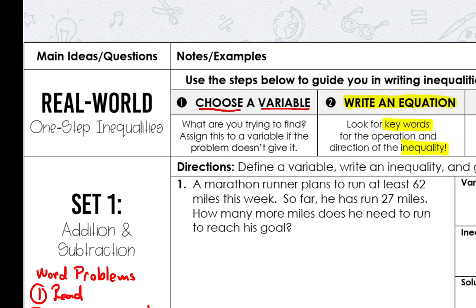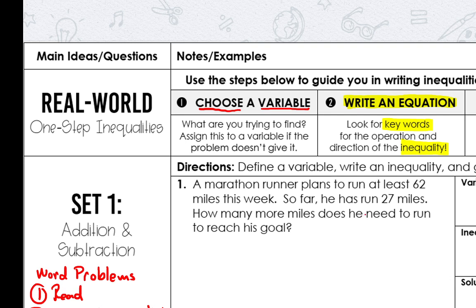Just right here, highlight. I think you remember to highlight the important information. And step number 3: translate words to math. For real, you translate to algebra. Step number 1, let's read. A marathon runner plans to run at least 62 miles this week. So far, he has run 27 miles. How many more miles does he need to run to reach his goal?